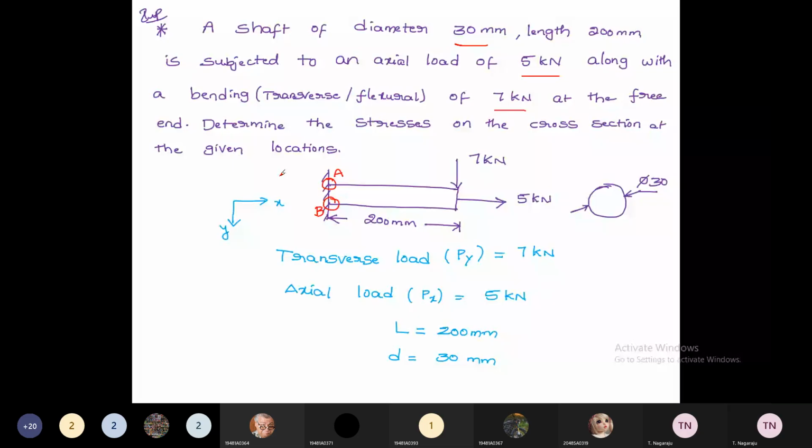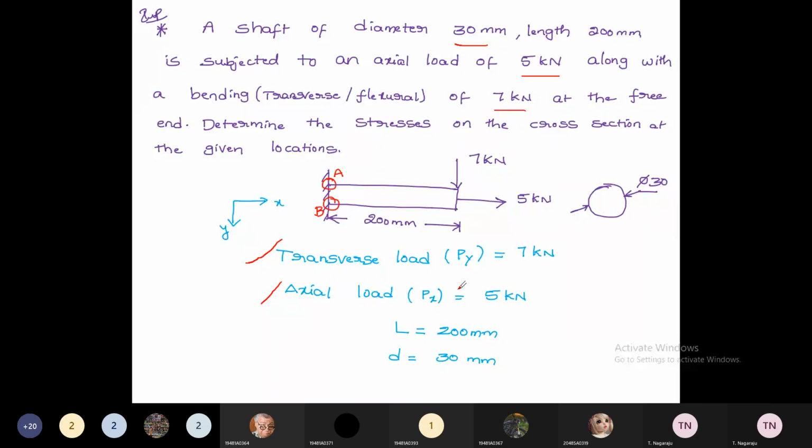So here two loads are given. One is an axial load, the value is 5 kilonewtons. Another is a transverse load, that is a perpendicular load, of 7 kilonewtons. It is also mentioned that it is acting at the free end. So this is the image. We would like to determine the stresses on the cross section at the given location, which means we have to calculate the stresses at A and B. For this, I am taking the horizontal axis as X, and the axis perpendicular to this member as Y.